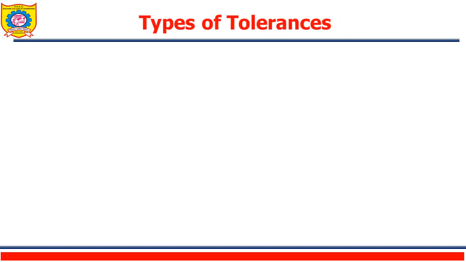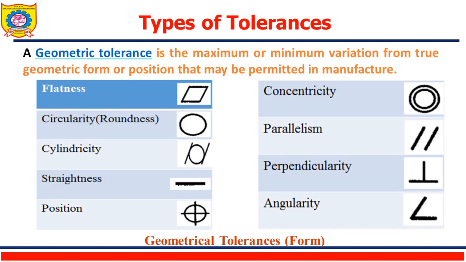Let us move further. What are the different types of tolerances? Geometric tolerance is the maximum or minimum variation from the true geometric form or position that may be permitted in manufacture. We have studied different geometrical features: flatness, circularity, cylindricity, straightness, position, concentricity, parallelism, perpendicularity, angularity. These are the different geometrical features of any manufactured component. If there is maximum or minimum variation permitted from true geometric form, then that becomes geometric tolerance.